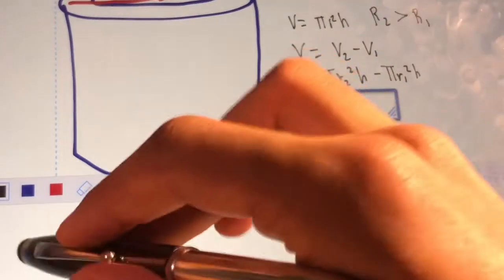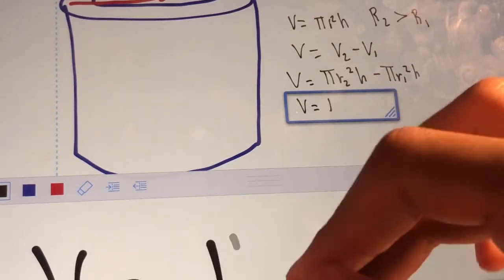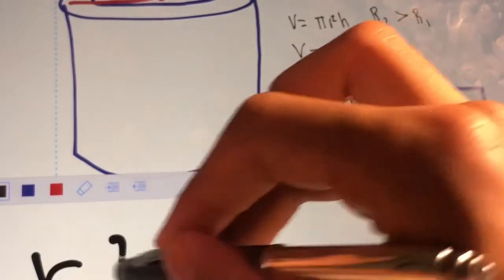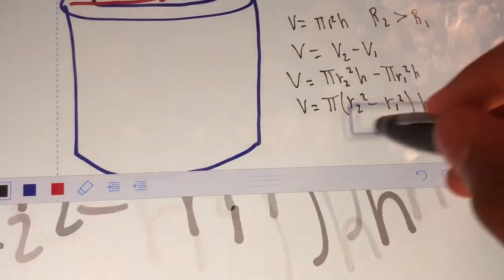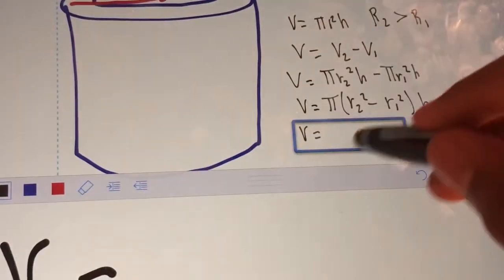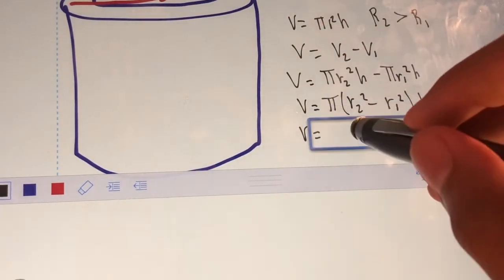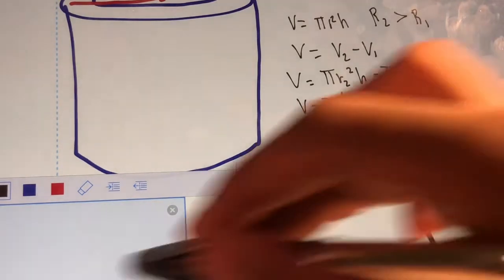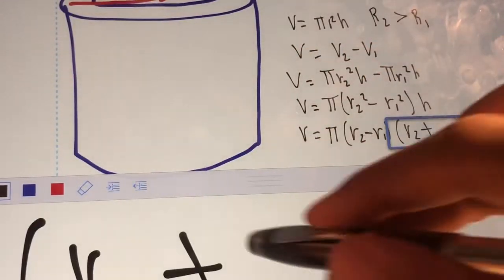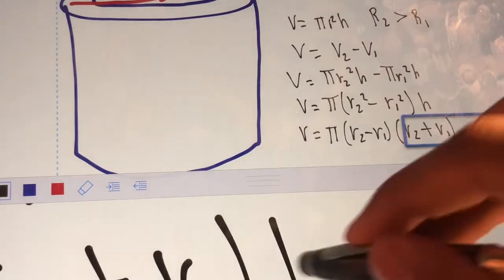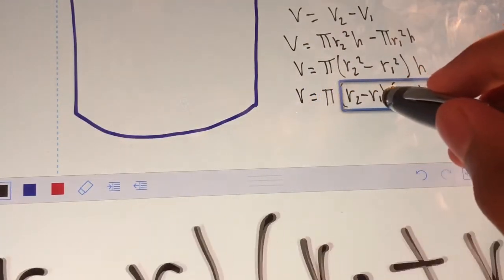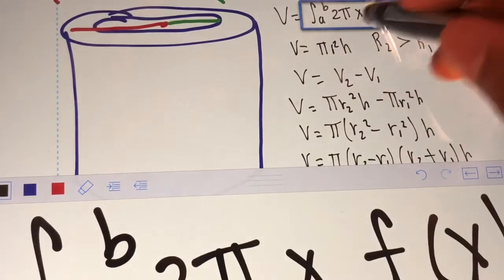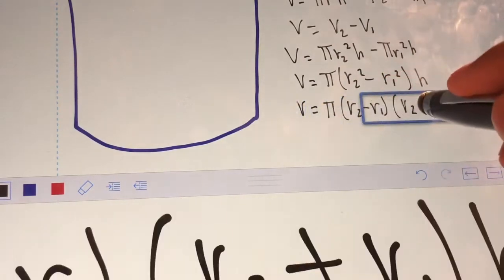If you take the common factor of pi and h out, it becomes pi times R2 squared minus R1 squared, and then h. Now in this term, you can use difference of squares, right? So pi times R2 minus R1 times R2 plus R1, that's equivalent. Now at this point, you need a little manipulation of the equation, since we're trying to get it to this state. You want a 2 pi, and this works out nicely.